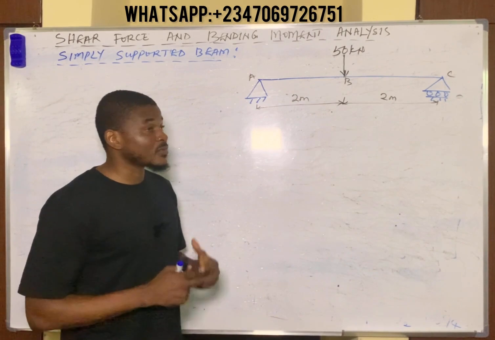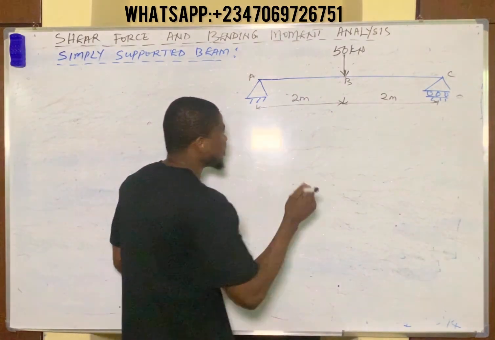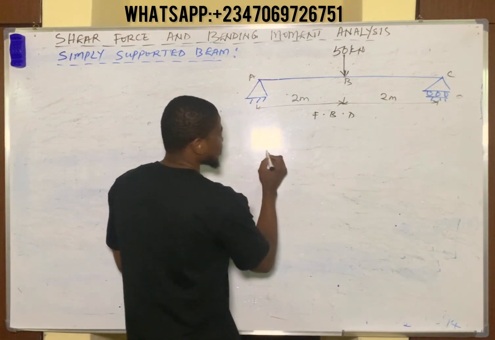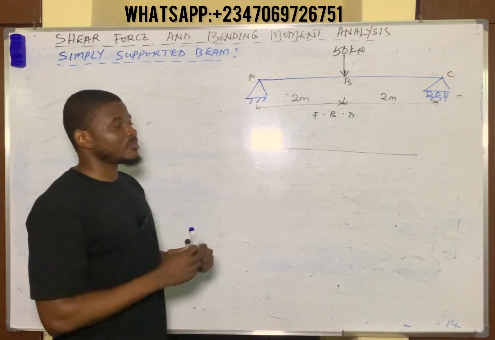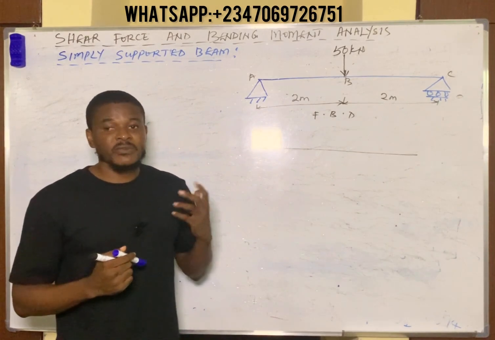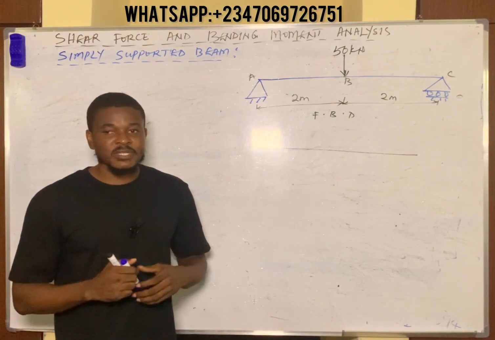Okay, so we have to first of all start by drawing our free body diagram. FBD simply means free body diagram. So you draw down your beam. Now this support here is a pin support, and for every pin support we have two types of reaction. We have the vertical reaction and then we have the horizontal reaction.